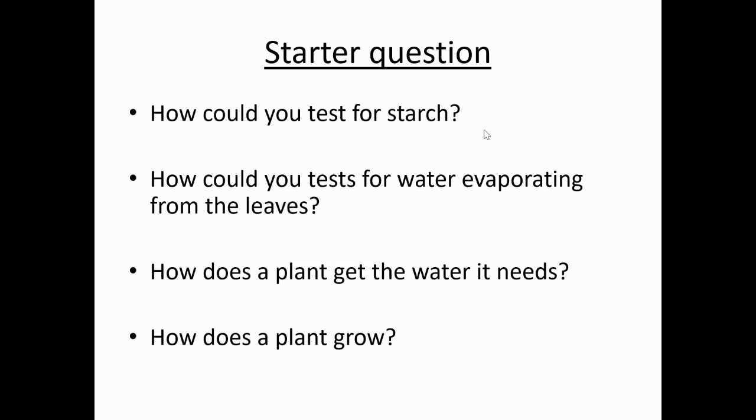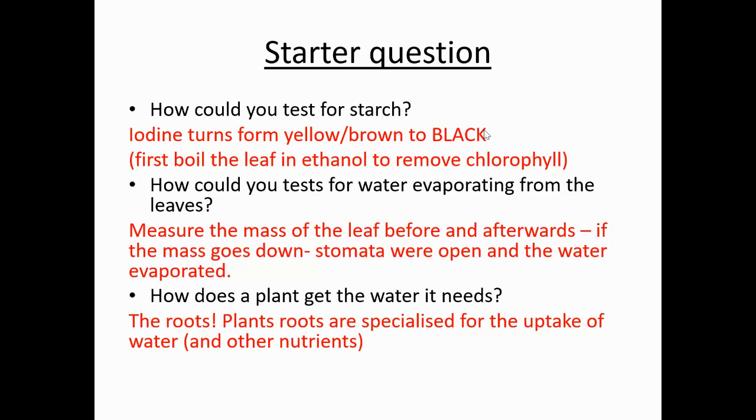Okay, welcome back. How do you test for starch? Can you remember this? Iodine. Iodine turns from yellow brown colour to black in the presence of starch. You might have also mentioned that you would first boil the leaf in ethanol to remove the chlorophyll to show up better. Okay, that was from a couple of lessons ago. Well done if you got that right.